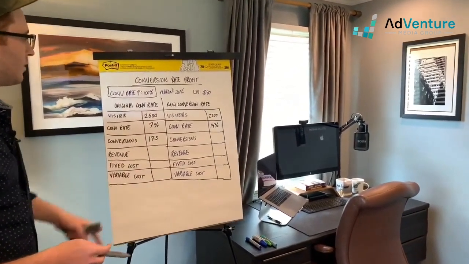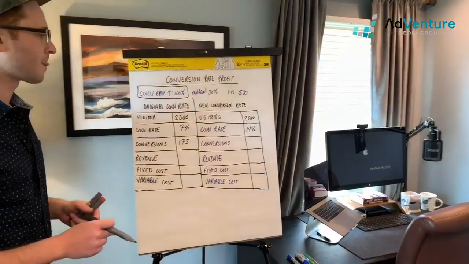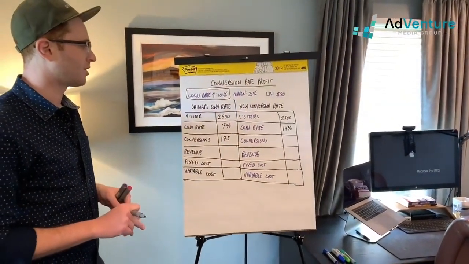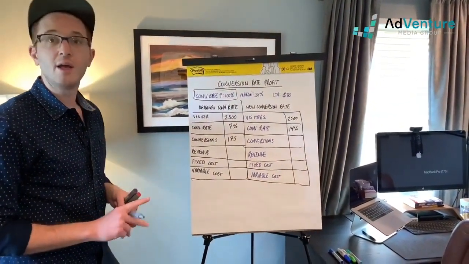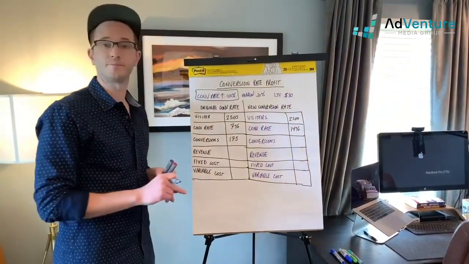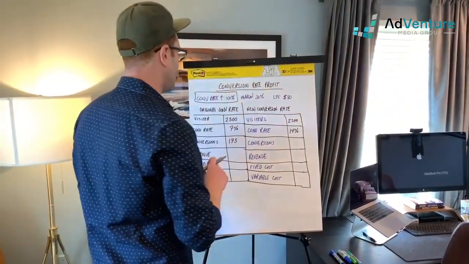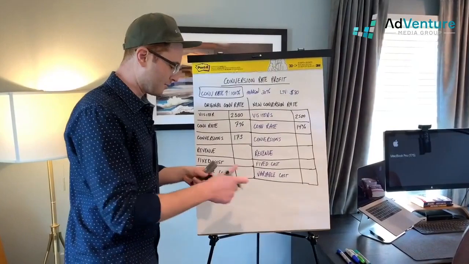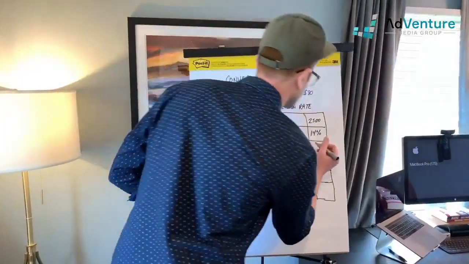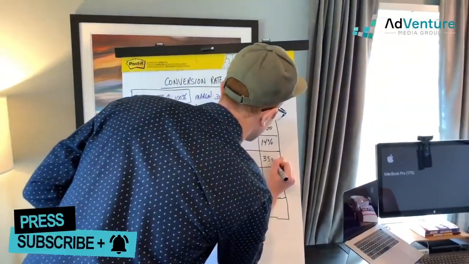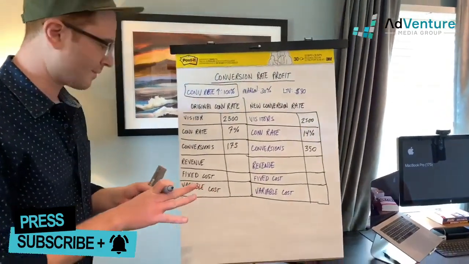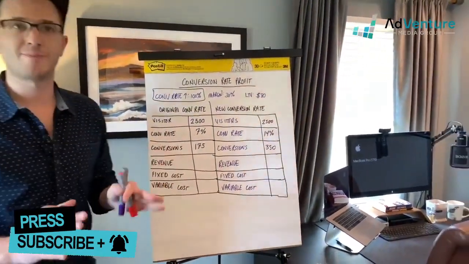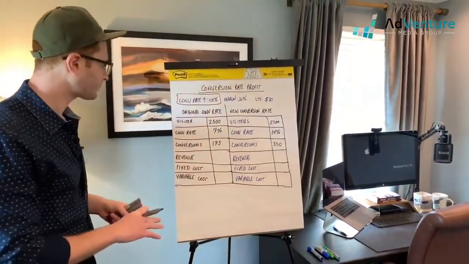Now, in our improved scenario, what is our total number of conversions? We've doubled our conversion rate, and when you double the conversion rate, you get a doubled volume of conversions. So we improved conversions and we're at 350. Okay, so we have 350. Now we're still filling out these metrics here, right? We need to fill out revenue.